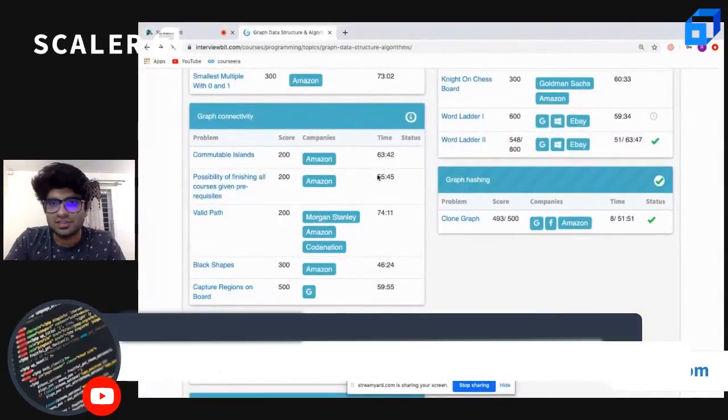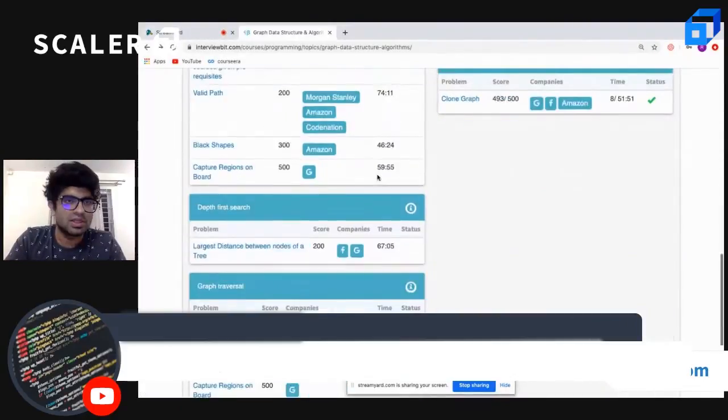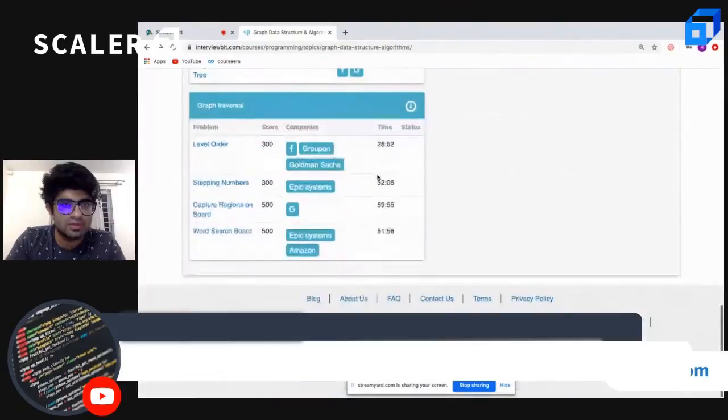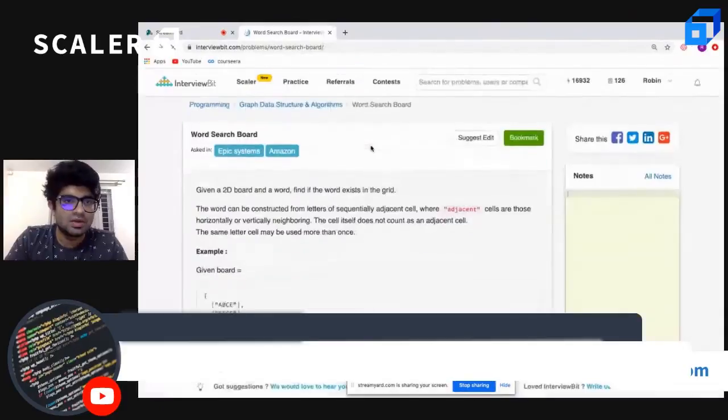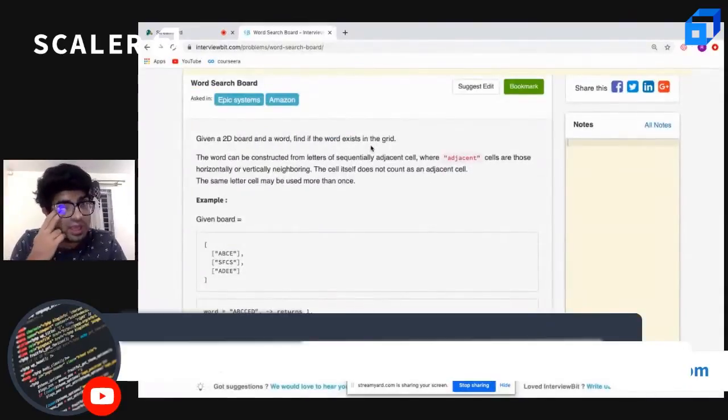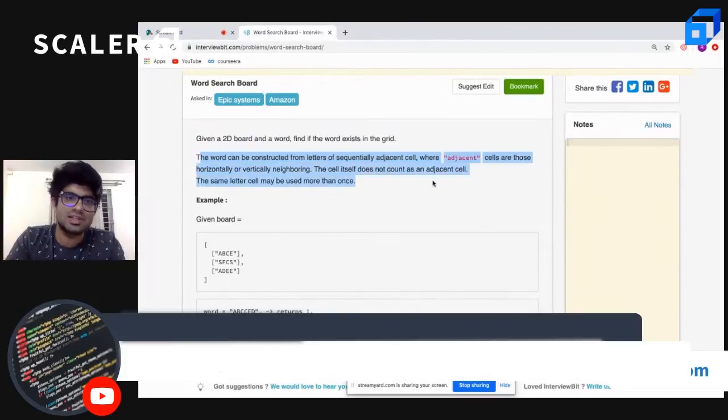Okay, now let's discuss one more problem today. Okay, let's take one more difficult problem. Let's say this one. Sorry for this thing. Okay, now we have been given a 2D board and a word, and we need to find if that word exists in the grid or not. The word can be constructed from letters of sequentially adjacent cells, where adjacent cells are those horizontally and vertically neighboring. The cell itself doesn't count as an adjacent cell.